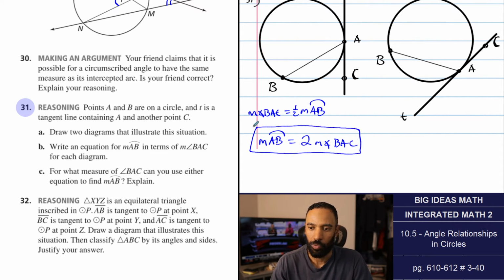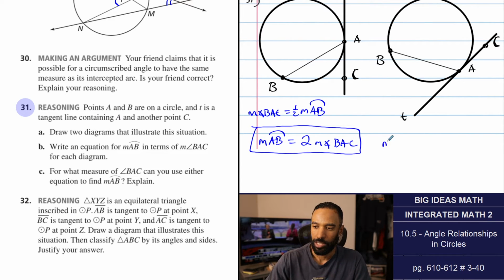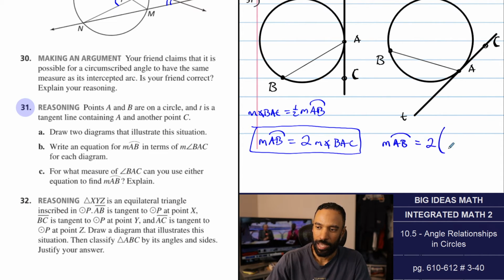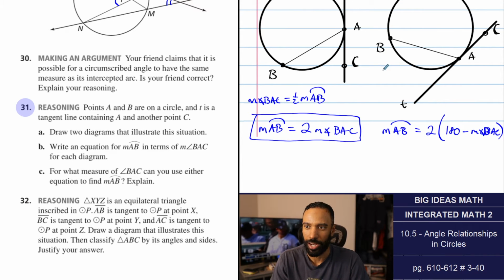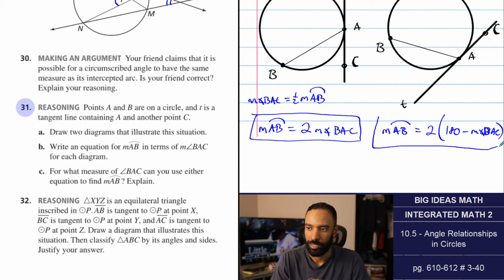Now, in the second one, this arc AB being a minor arc, but BAC is this angle here, so you'd have to do 180 minus it. So it's the same idea, but we are going to double 180 minus measure of angle BAC. So one's kind of a bigger angle, one's a smaller angle, like that. Maybe that's what they wanted me to do.